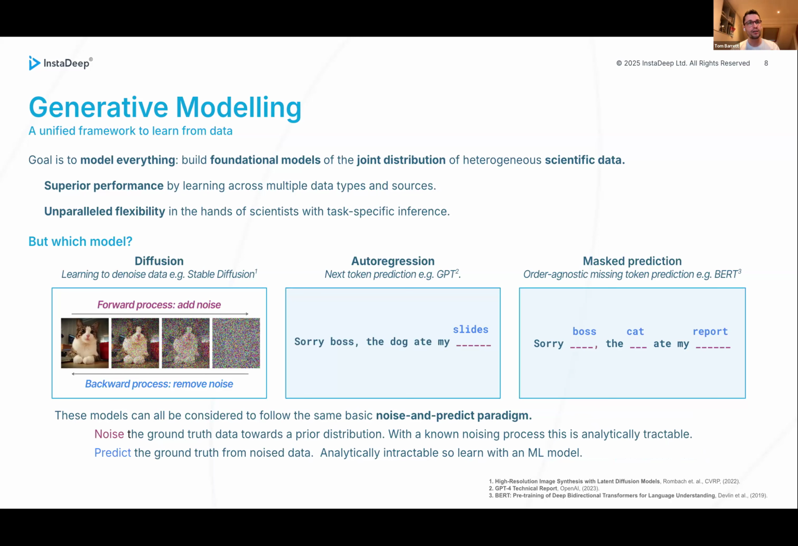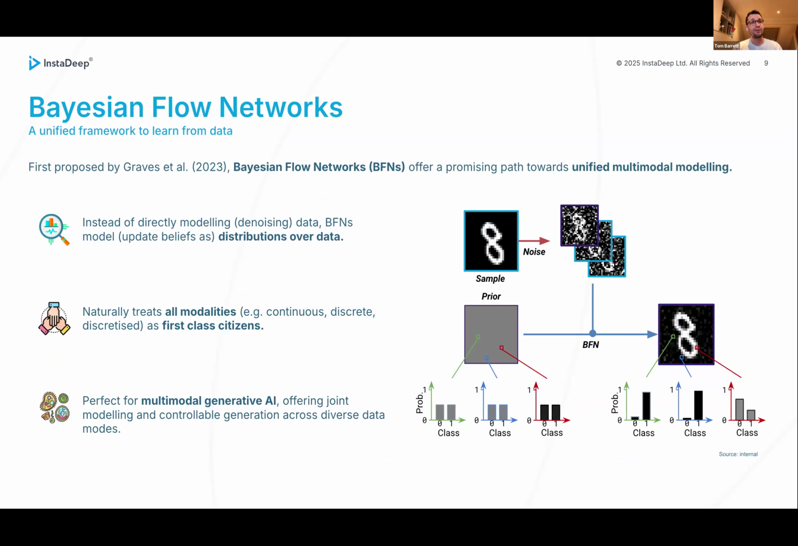You take your ground truth data, you noise it or perturb it in some way, and then you train an ML model, a neural network, to try and undo it. And from that, you can extract some sort of generative process. And so we followed in these footsteps, but we said, well, actually, none of these are really giving us exactly what we want. And so we ended up picking Bayesian Flow Networks.